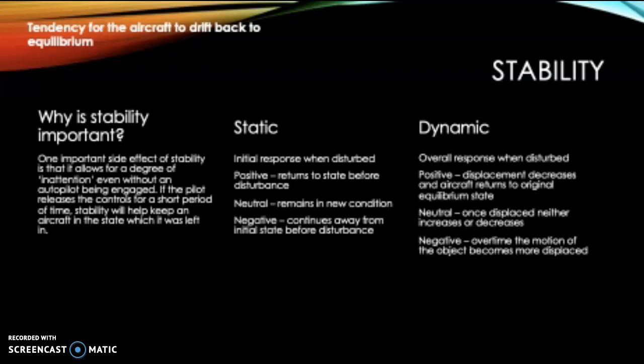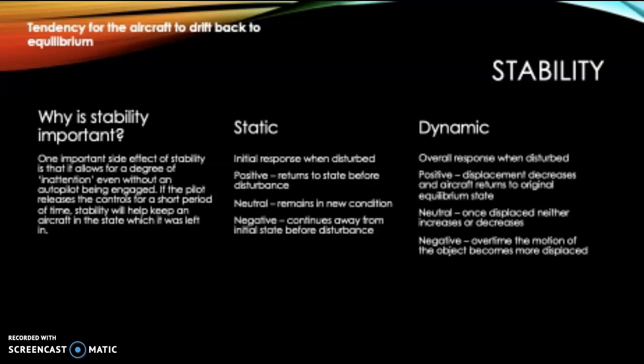Forward to stability. Stability is the tendency for the aircraft to return to its original state after being disrupted. There are two types of stability: static and dynamic. Static being the aircraft's initial response, and dynamic being the aircraft's response over time. Let's say we're flying at straight and level flight, and the aircraft encounters a gust of wind. If the aircraft returns to its original state before it encountered the gust, stability for that aircraft would be positively static. And as long as it stayed that way, positively dynamic as well.